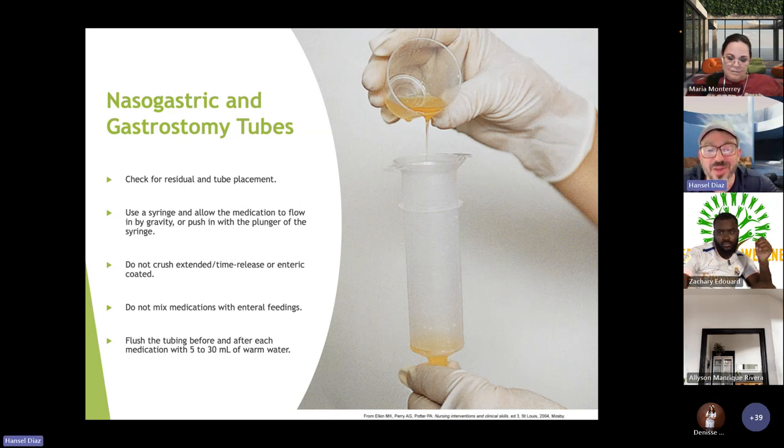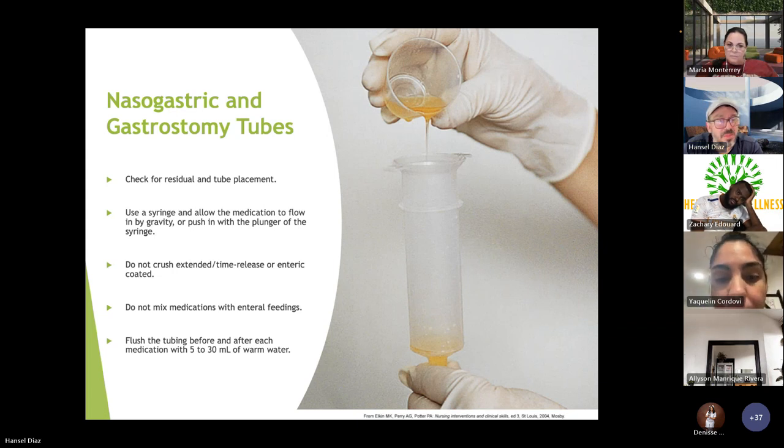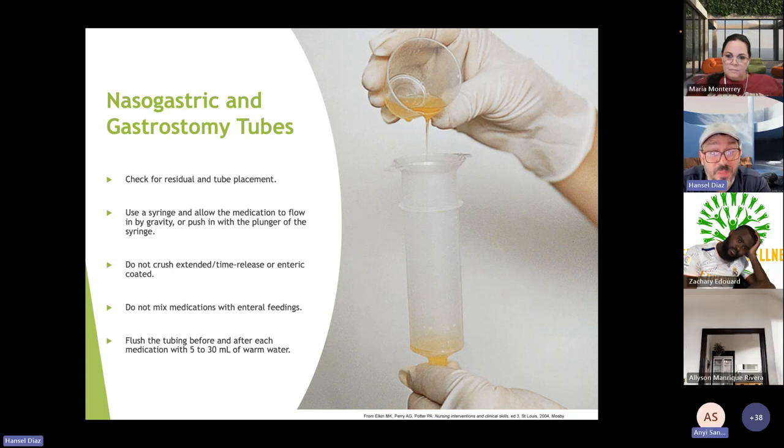Cramps is the answer. If you use cold water, cramps. And your patient doesn't want cramps. Sometimes I tell you the formula. Would you like to get cramps? No, you don't like cramps. Patients don't like cramps either, you know?